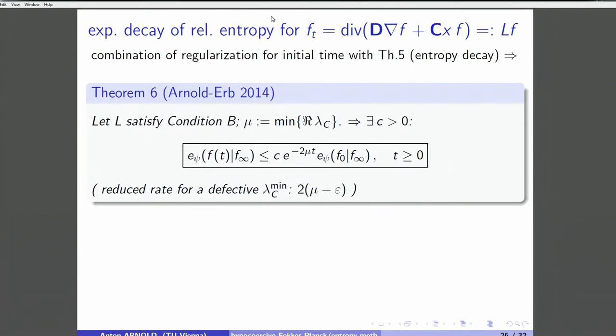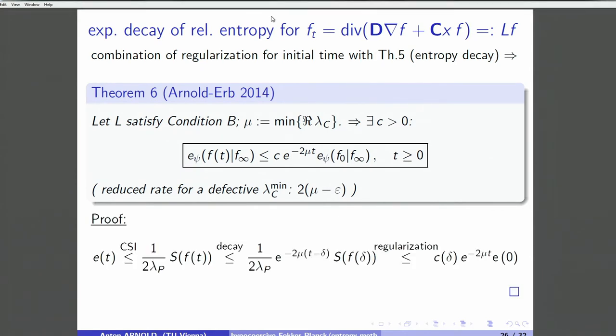So with this regularization, we can now show you the somewhat smoother result. Assume that this index mu, which is the smallest real part of the eigenvalues of the drift matrix, so that's the spectral gap here, is positive. Then we have exponential decay of the relative entropy, and you only need on the right-hand side the initial relative entropy. Again, if you have defective eigenvalues, you lose an epsilon in the decay rate.